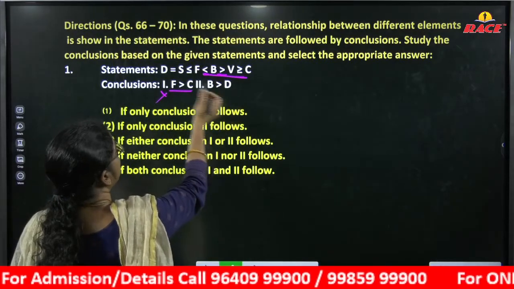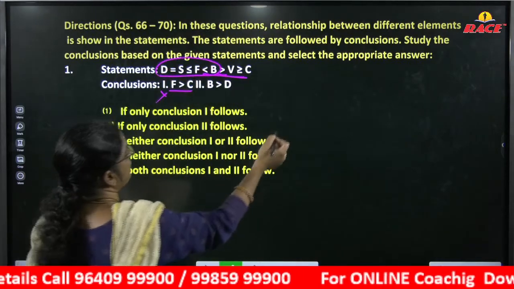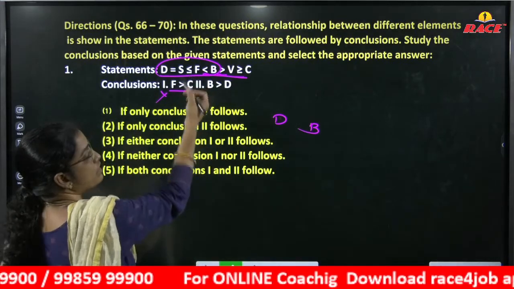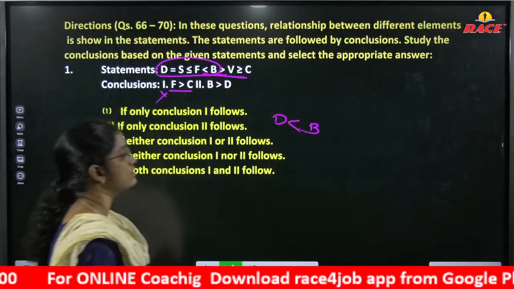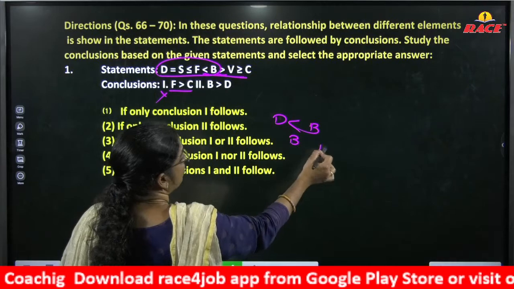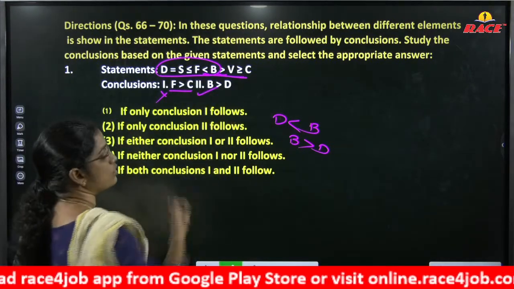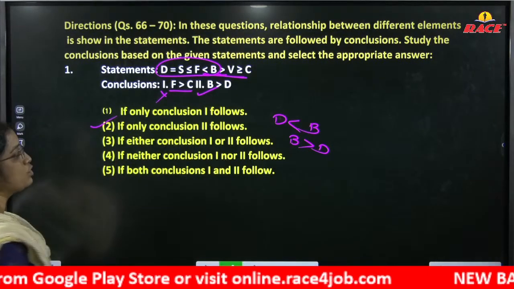Next, the B and D relation. Taking D to B: equal compared with less than or equal, we get less than or equal. Then less than or equal compared with less than, we take the common symbol, that is less than. So D is less than B, but we need the first term to be B, so simply reverse the symbol to greater than. B greater than D. That means the second conclusion follows. So only two follows.